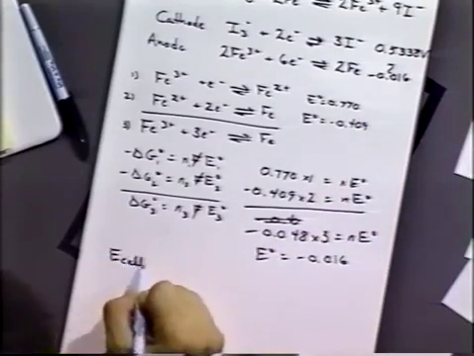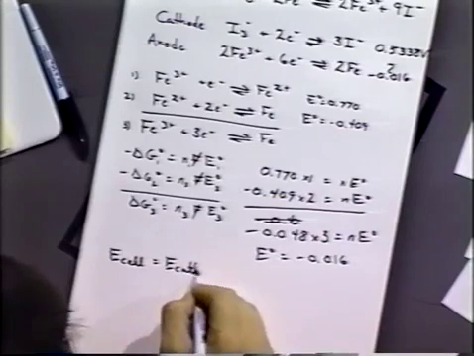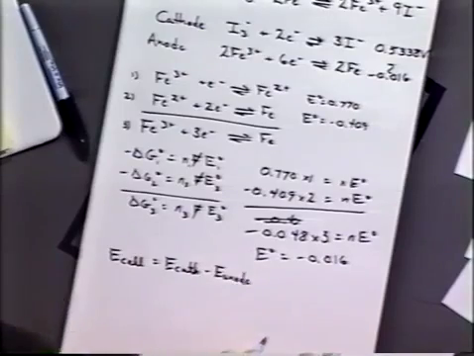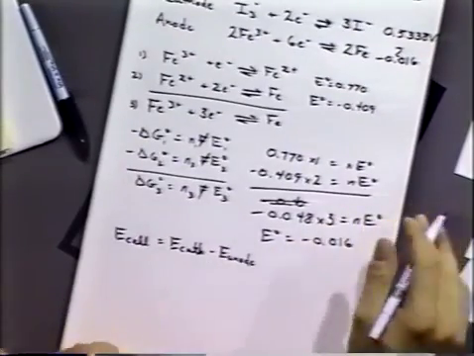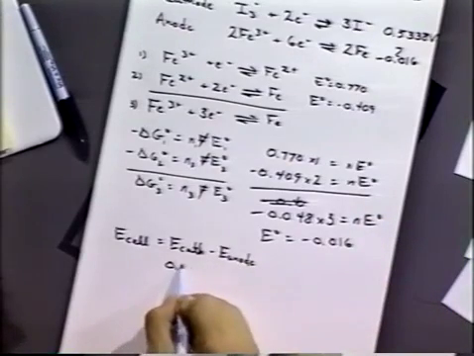the E cell. There's a lot of different ways. The one way I remember is, I always have trouble sometimes remembering it, but if you subtract the reduction potentials from the cathode to the anode, you'll get the proper result.